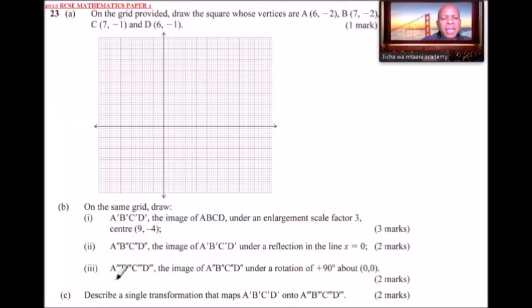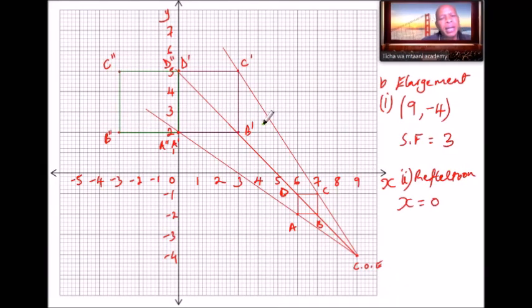Roman number 3, A'''B'''C'''D''' is the image of A''B''C''D'' under a rotation of positive 90 degrees about (0, 0). So we are going to rotate our second image through positive 90 degrees about (0, 0). Like I had mentioned, this is a positive rotation when we are rotating anti-clockwise, and this is a negative rotation when we are rotating clockwise. So the third one is rotation, Roman number 3. The center of rotation is (0, 0), and the angle of rotation is positive 90 degrees.